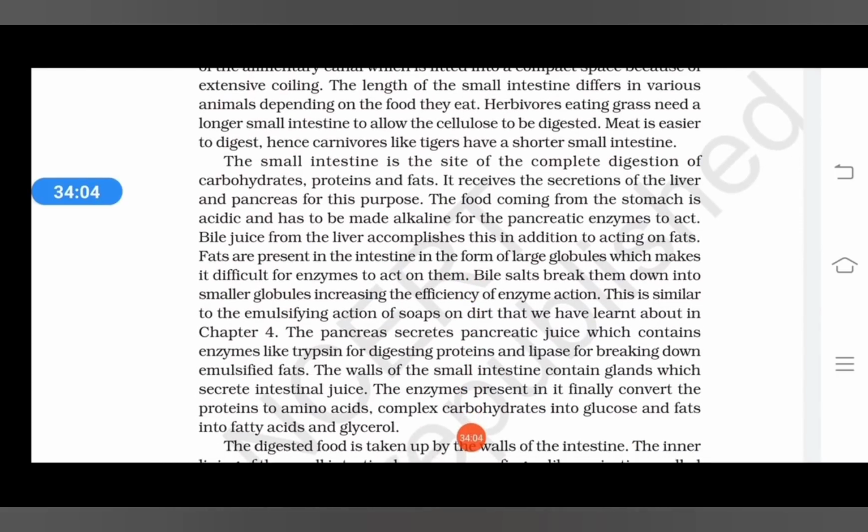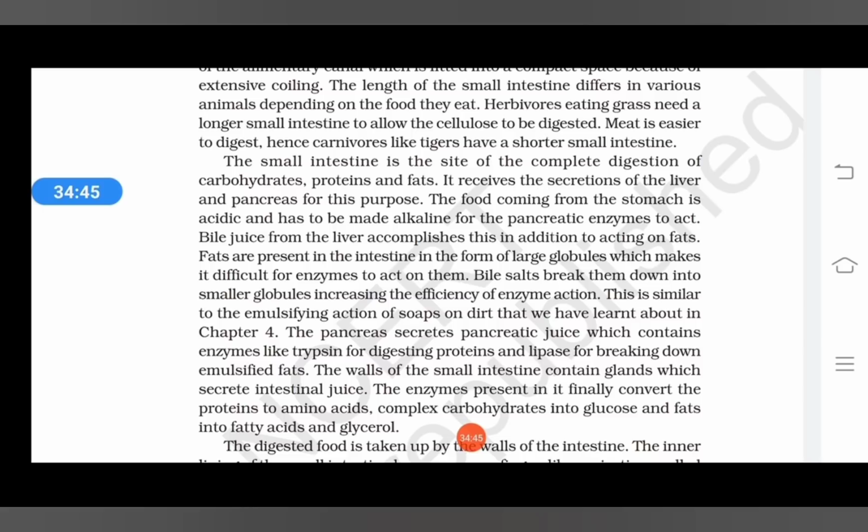The small intestine is the site of the complete digestion of carbohydrates, proteins and fats. It receives the secretions of the liver and pancreas for this purpose. The food coming from the stomach is acidic and it has to be made alkaline for the pancreatic enzymes to act. Bile juice from the liver accomplishes this in addition to acting on fat. Fats are present in the intestine in the form of large globules which make it difficult for enzymes to act on them. Bile salt breaks them down into smaller globules, increasing the efficiency of enzyme action.